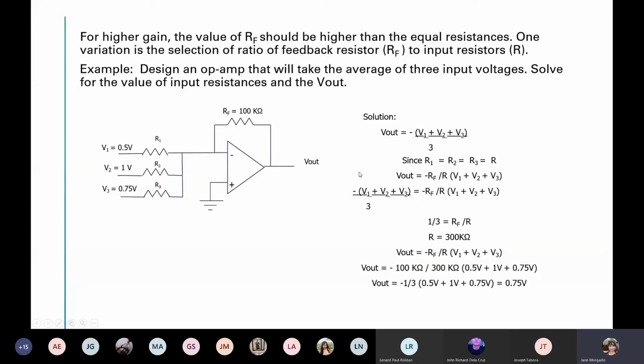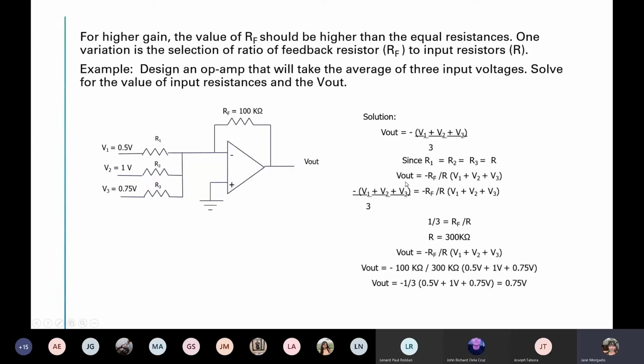Ulitin natin. Okay, so averaging. When you say averaging, this is the general equation for average. If you have 3 inputs, you just simply add the inputs: V1, V2, V3 over the number of inputs. In this case, tatlo yung inputs natin, so we have 3. So negative (V1 plus V2 plus V3) over 3. This is the general equation for average. Okay, so this is the first equation for V out.